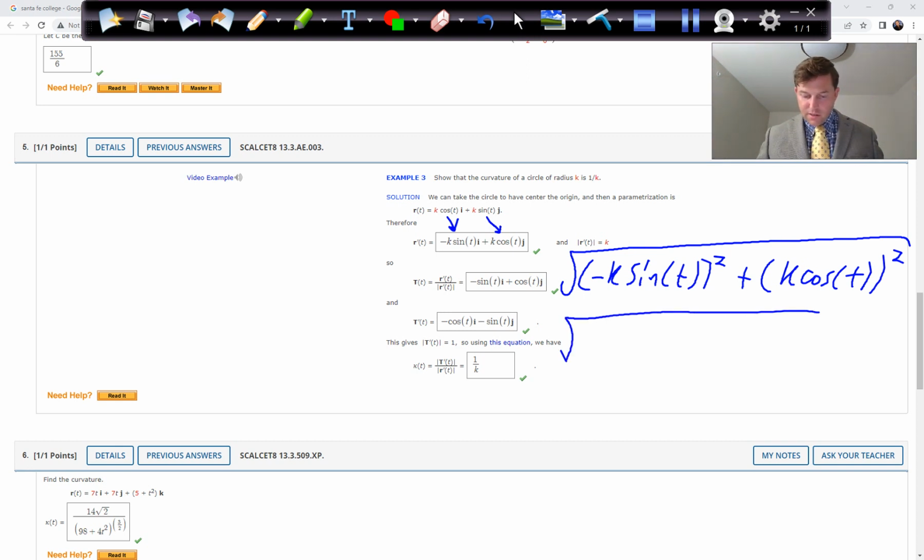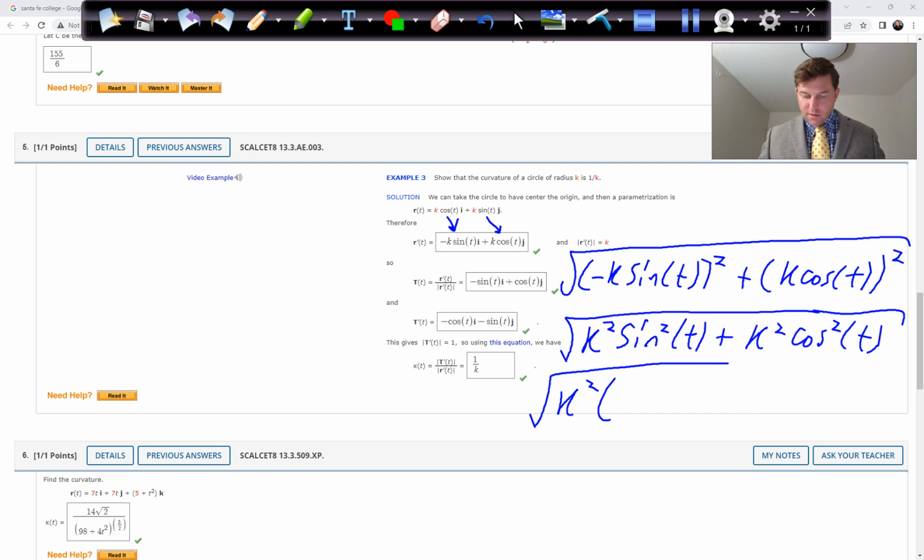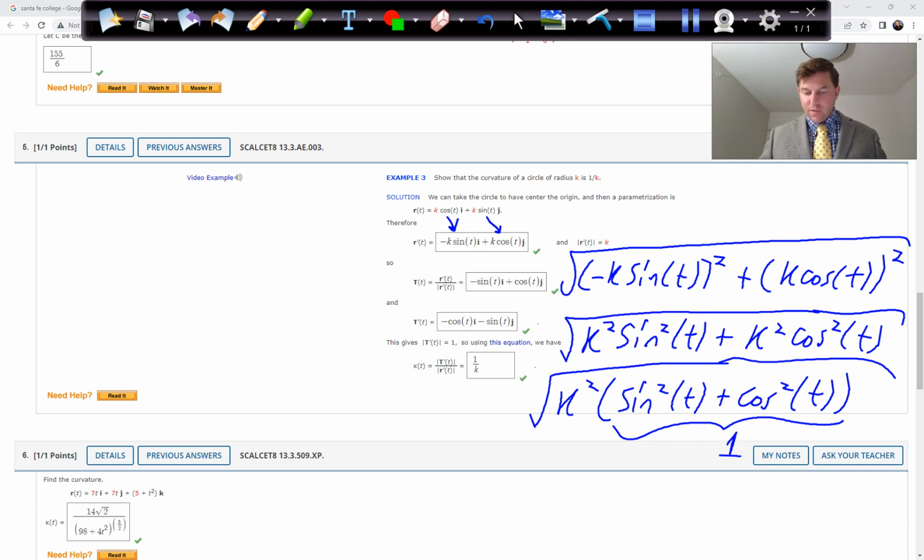This is going to be k squared. So minus k squared is positive k squared times sine squared t plus k squared times cosine squared t, all square rooted. And we're going to factor out k squared, which gives us sine squared t plus cosine squared t. And that whole thing, as we've seen many times now, is 1. So it's 1 times k squared, which is just the square root of k squared, which is k. So we've just proved that the magnitude of this derivative is k.